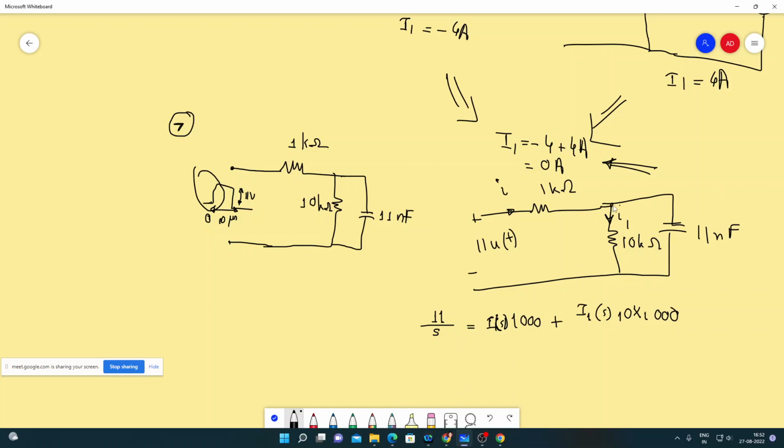Another equation you can write, that is the KCL equation here: Is equals I1s plus 1 by sC, that is 11 into 10 to the power minus 9, this voltage, that is I1s into 10 to the power 3.